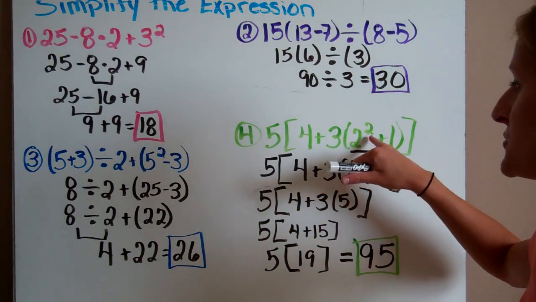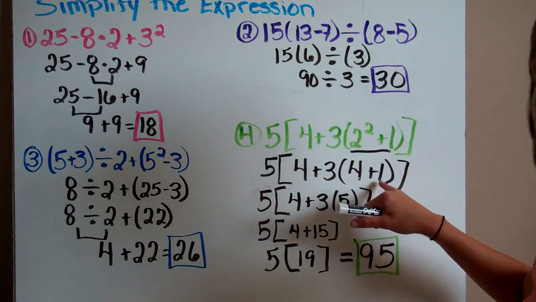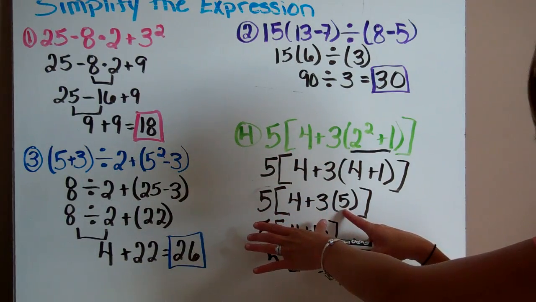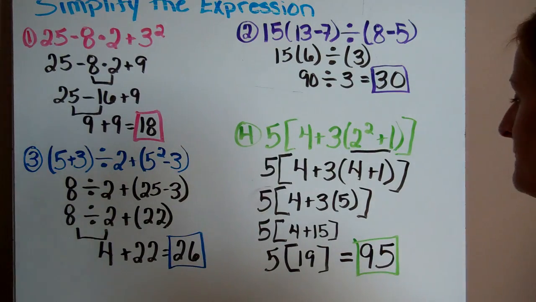So I do 2 squared, that's 4. Now I have 4 plus 1, and that's 5. Notice everything outside of the set of parentheses stayed the same because I haven't done those operations yet.